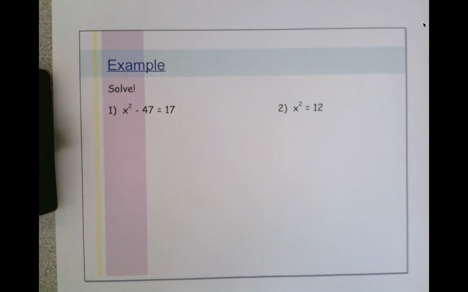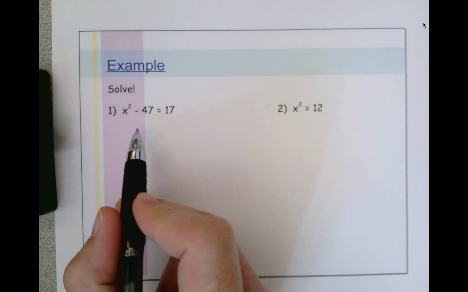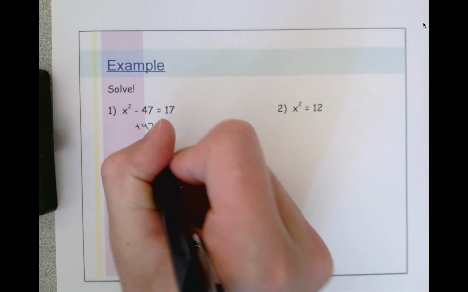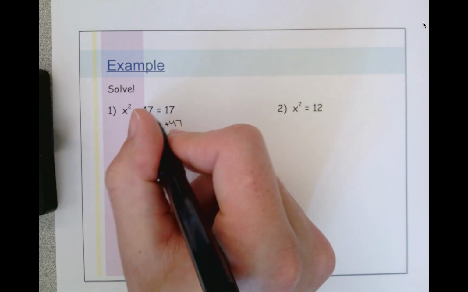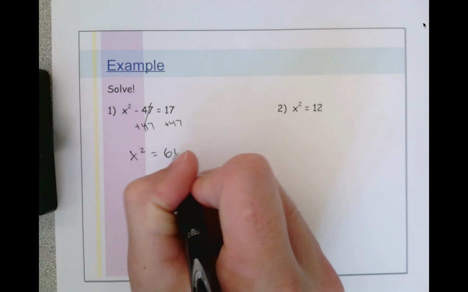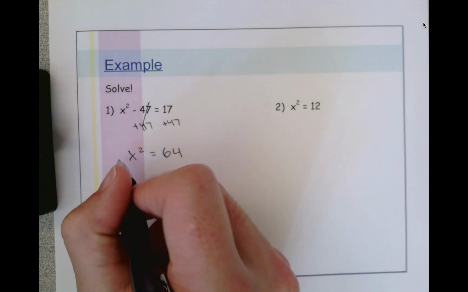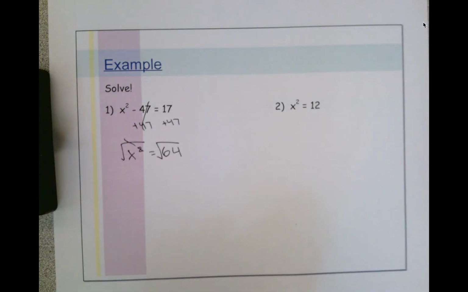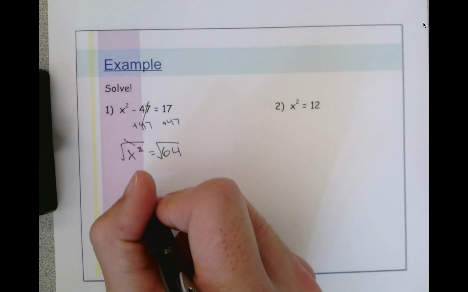And to do that, we're going to isolate the x variable. Just like we would with any linear equation, we want to get x by itself. And we're going to use inverse operations to do that. So we would add 47 to each side here to undo the 47. x squared would equal 64. I would take the square root of each side because that is the inverse operation of squaring the x. So those two will cancel each other out.